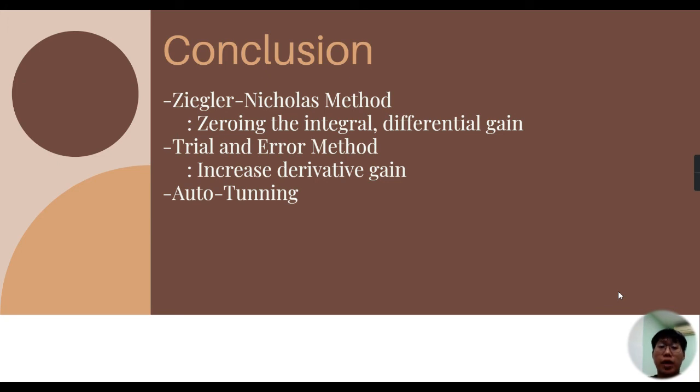Throughout the whole experiment, we have found that there are three methods that we can use to determine the tuning of the P, PI, and PID controllers. Among them, we have determined that the trial and error method is the most efficient one. The Ziegler-Nichols method is a little slower than the trial and error method because zeroing the integral and differential gain consumes more time, whereas the trial and error method increases the derivative gain instantaneously. And that is all for this conclusion, and thank you.